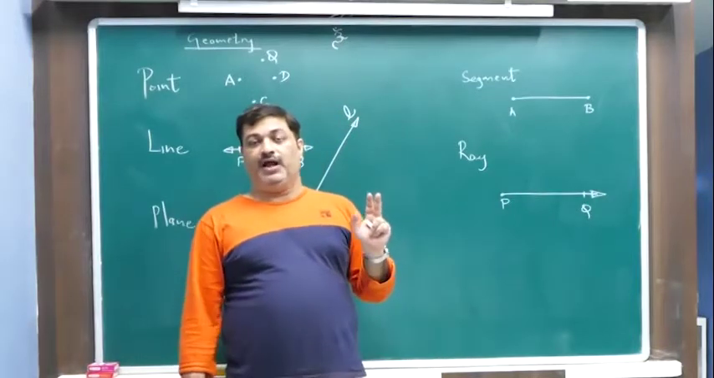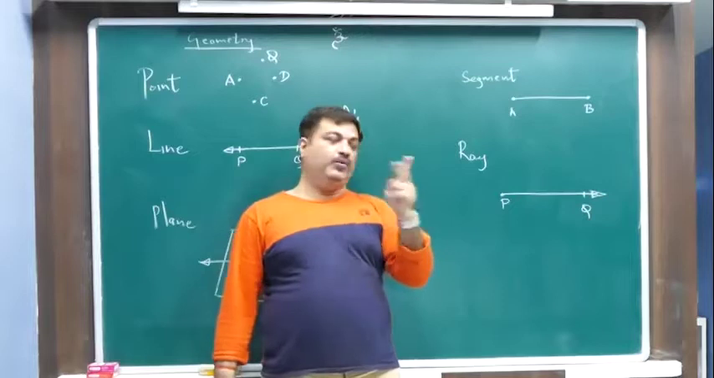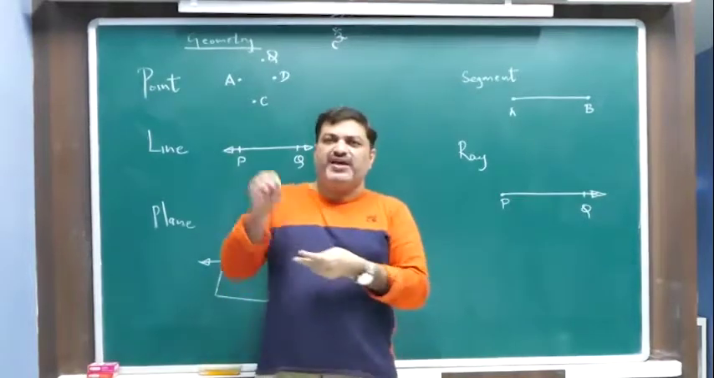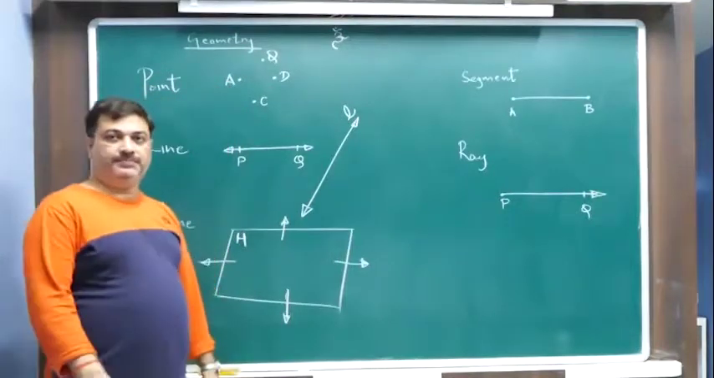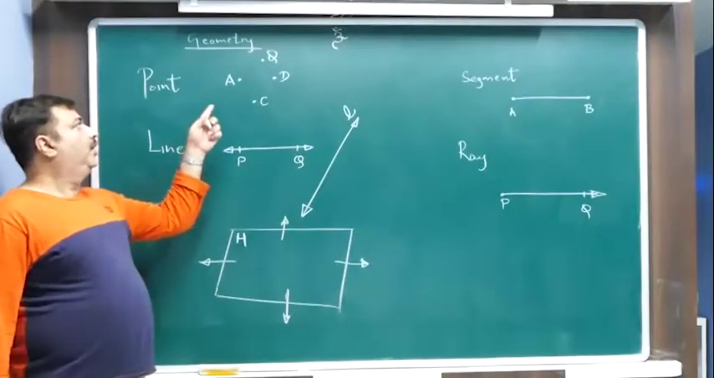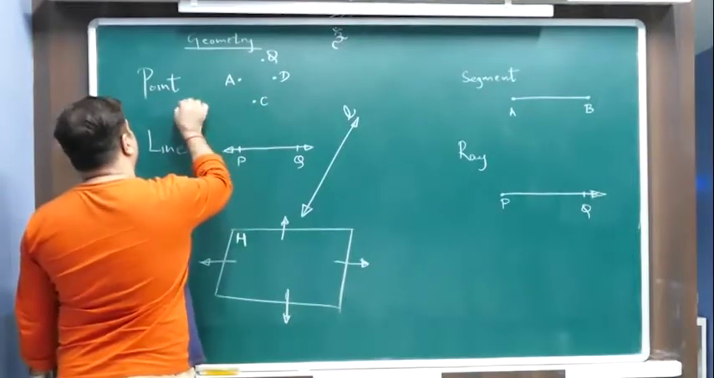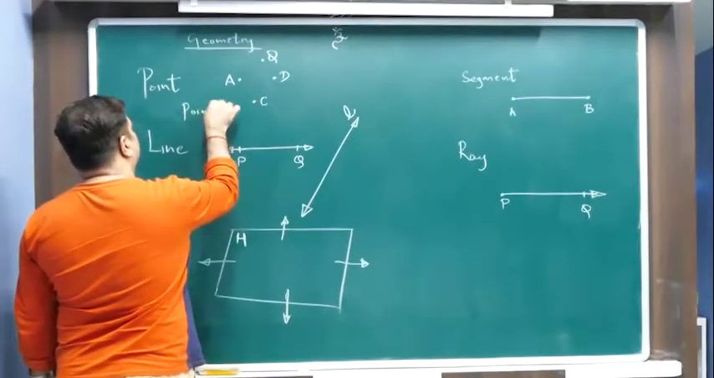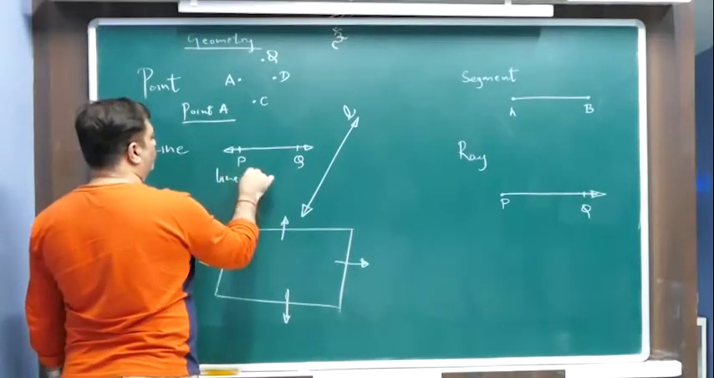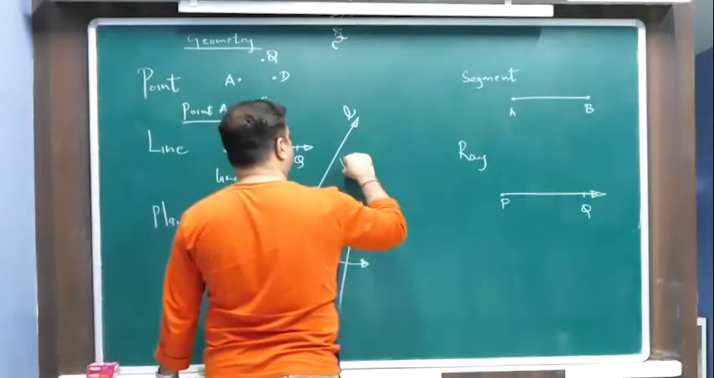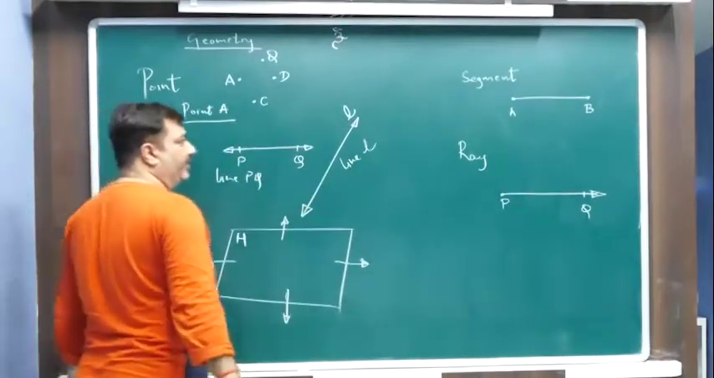Is that clear? How do you represent it? You represent it like this with two capital letters again. One at the starting point and one somewhere towards the end. Is that clear? How do you read this? You call it point A. For example, this will be point A. How will you read this? Line PQ. How do you read this? Line L. This is plane H.